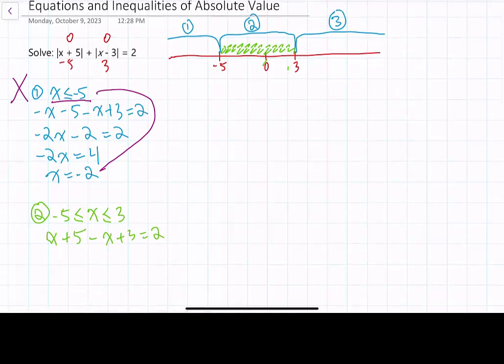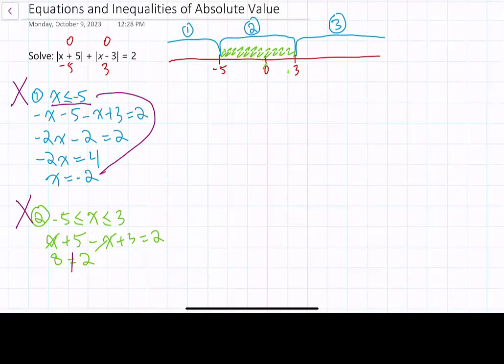After getting rid of these absolute value symbols, we can go ahead and calculate. We have these 2 x's cancel each other out. We get 8 equals 2. Clearly something is wrong here because 8 does not equal 2. So this second solution, or the second range of x, does not work either.